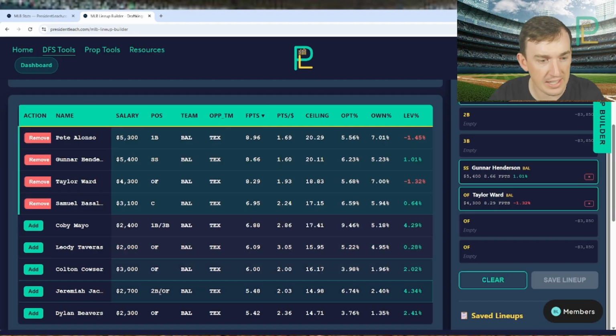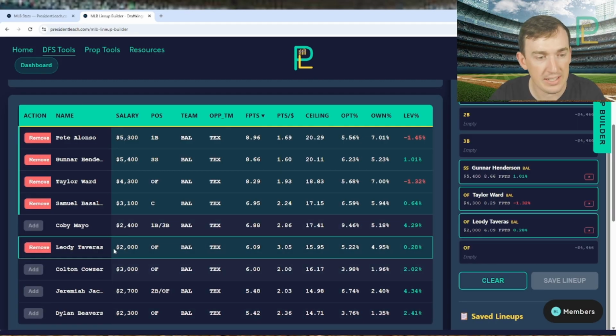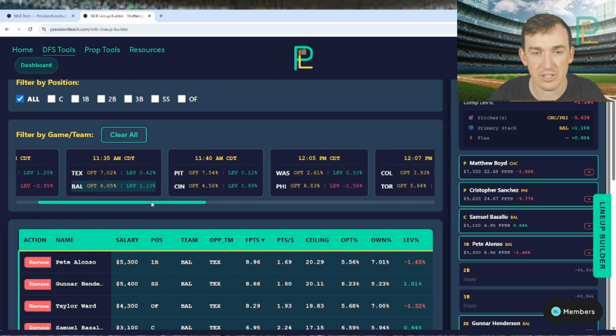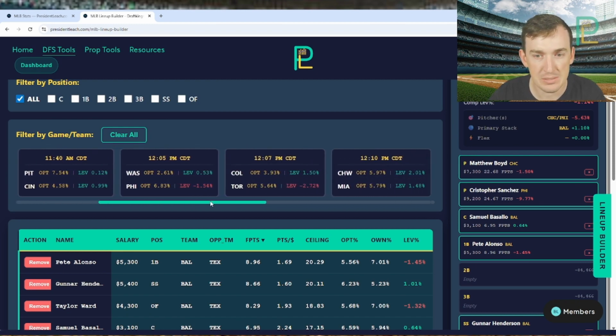Leody Taveras, he actually projects better than Dylan Beavers, 2K versus 2.3. So I'm going to add Leody Taveras in. And let's see what other stacks we can get to. So we already have a highly leveraged primary stack. It wouldn't kill us to go with a leveraged secondary stack as well in this spot.